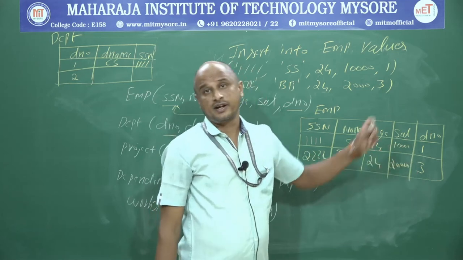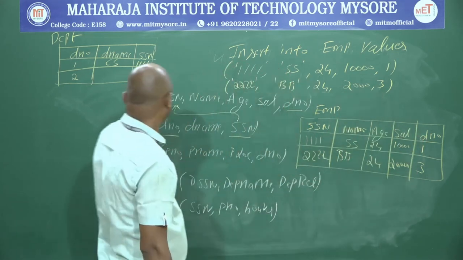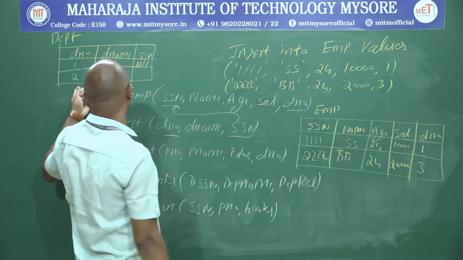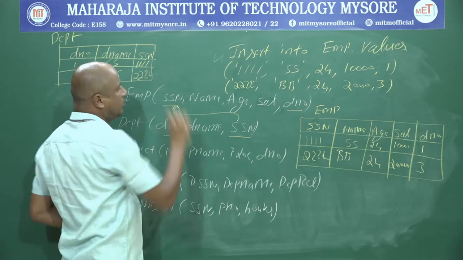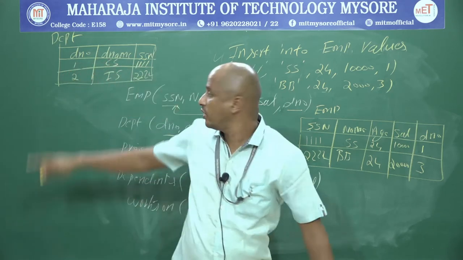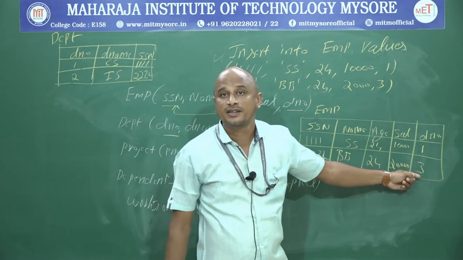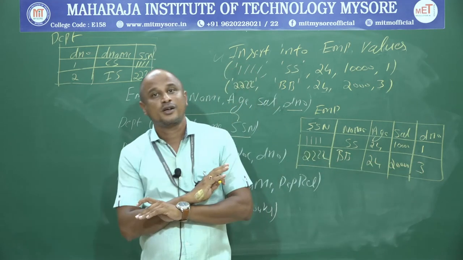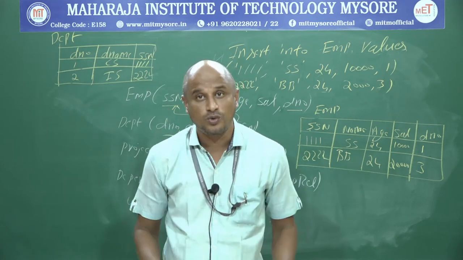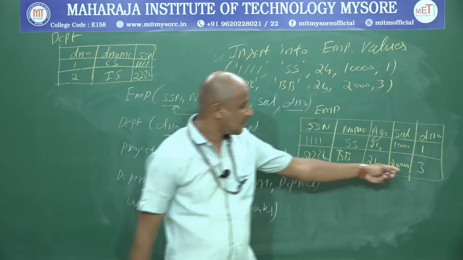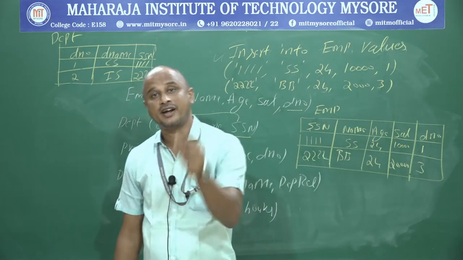There is a referential integrity constraint that you are following: department number refers to the department D number, but in D number I have only 2 departments, and I have given 3 here. So 3 is not able to be inserted because 3 is not a department number. There is only 1 and 2. There is no department number 3. Again you are violating the referential integrity constraint.